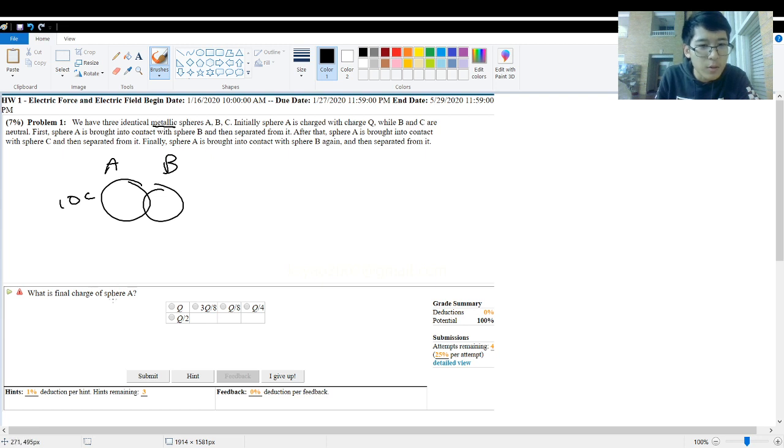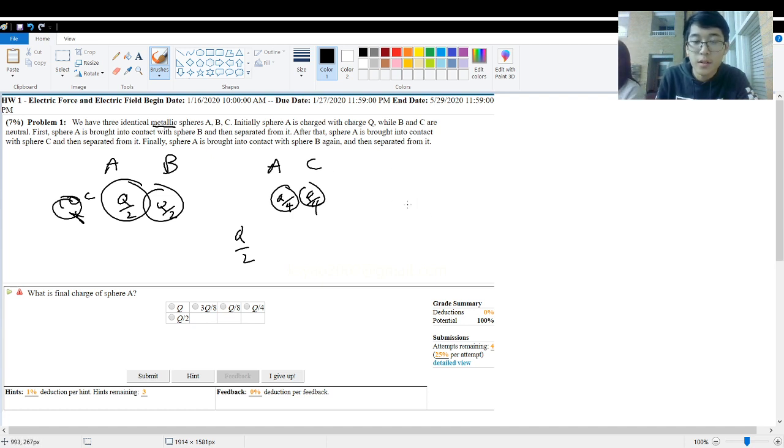It says, what is the final charge of sphere A? So sphere A starts with charge Q, and then when it first touches B, it has Q over 2, and B has Q over 2. And then it touches C, so this is A and C. Right now A has, before it touches, Q over 2, and then after it touches, it has to distribute half to C, right? So then each has Q over 4 charge. And then it touches sphere B again.